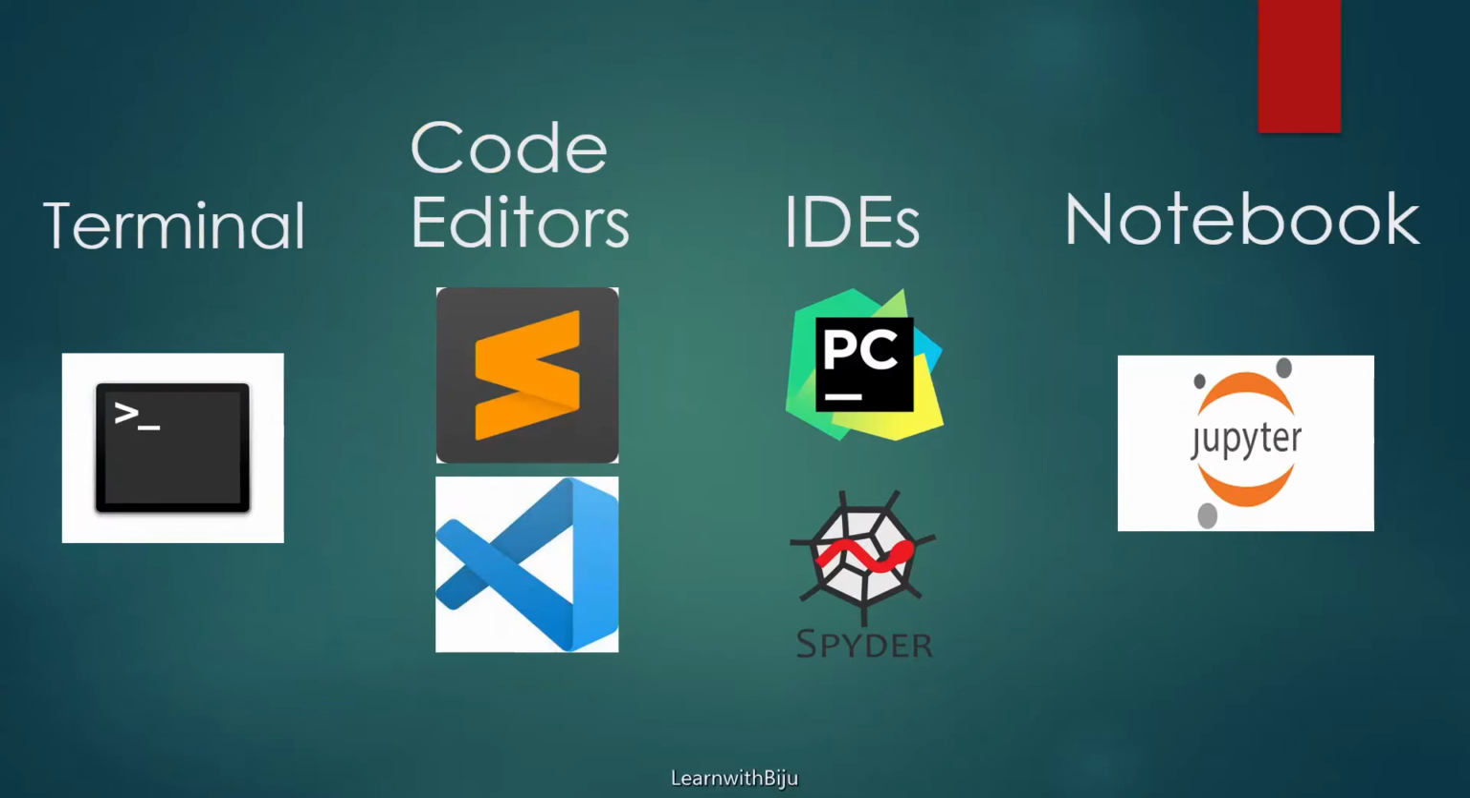For a Python programmer to write and run Python script, we have terminals. We have code editors like Sublime Text or Visual Studio Code. We have integrated development environments like Pycharm or Spider. Also, we have notebooks like Jupyter and many more.